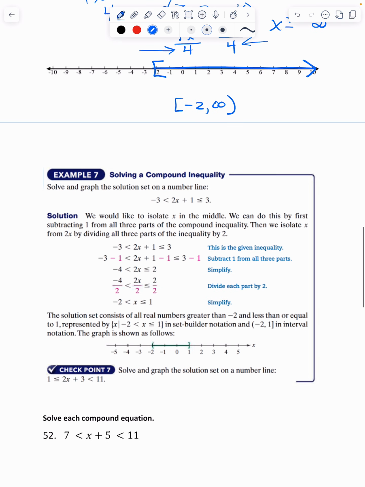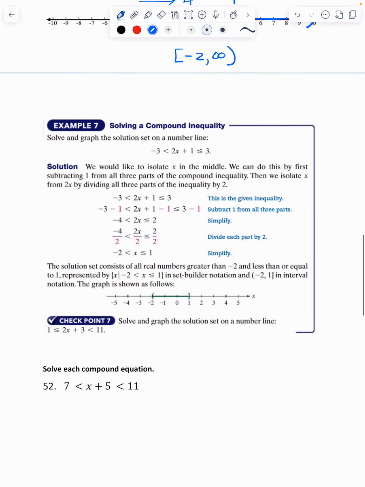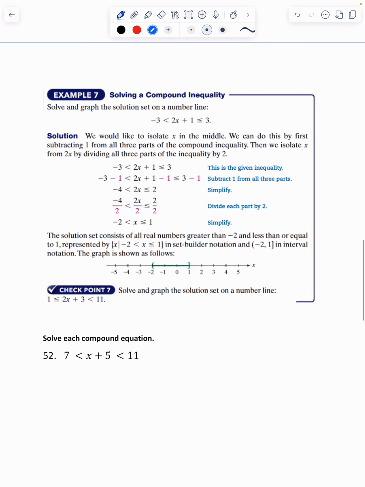The next type of inequality that we want to look at solving is what we call a compound inequality. A compound inequality is written like number 52. To solve this, though, if you look, I have given you an example 7, which shows when negative 3 is less than 2x plus 1 is less than or equal to 3. This is a compound inequality. My x is in the middle.